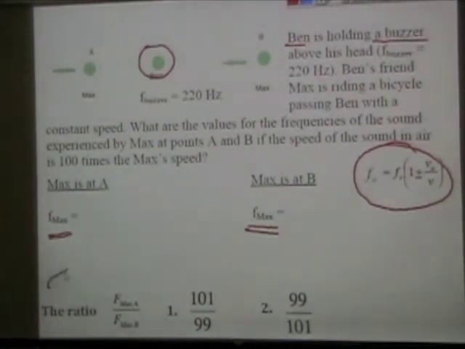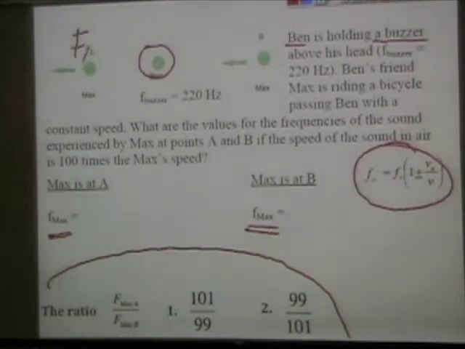So this is the question I want to ask you. What do you think about it? So when Max is here, he experiences the frequency of a certain value. When Max was here, he experienced the frequency of a certain value. And of course, we can calculate the ratio of two numbers, just one number divided by another number. Which number do you think correctly represents this ratio?